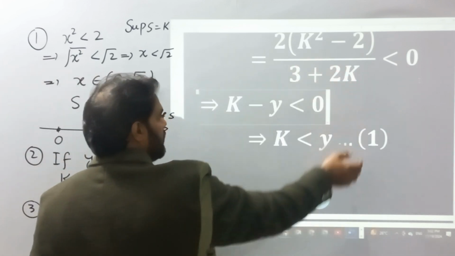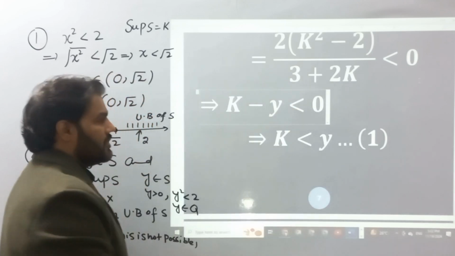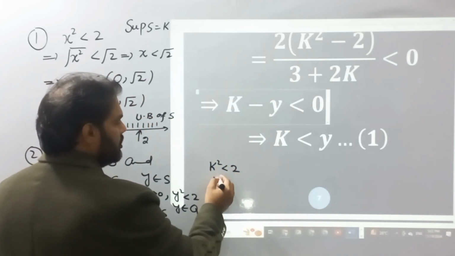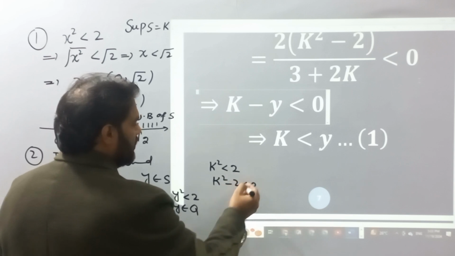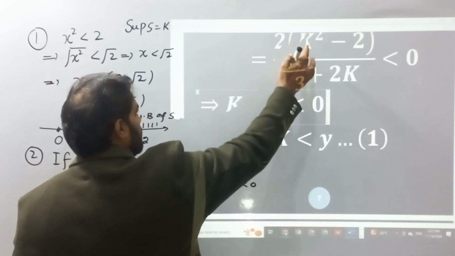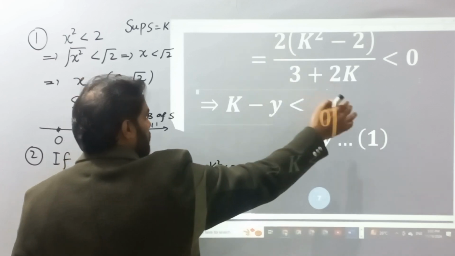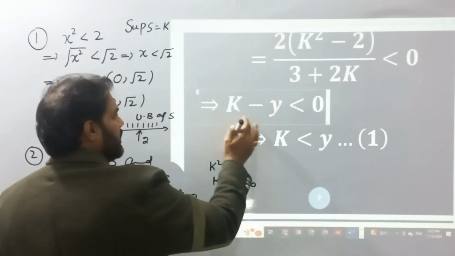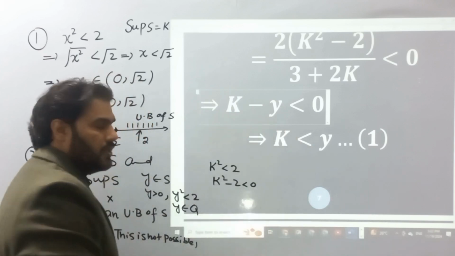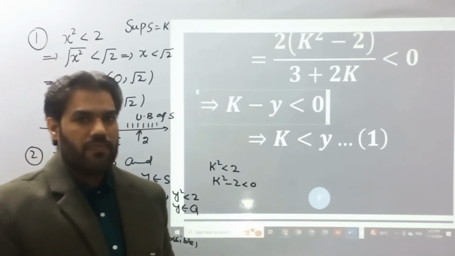Here in this case, because it is case number 1, k square is less than 2. This implies k square minus 2 will be less than 0. So the numerator is negative and the denominator is positive. The final fraction, negative over positive, will be less than 0. This shows that k minus y is less than 0, which implies k is less than y. Say this is inequality number 1.